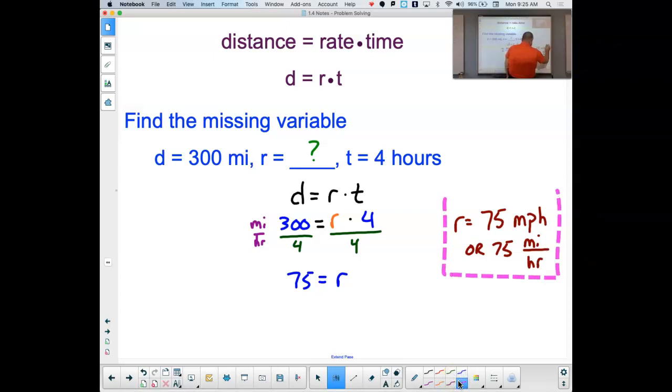As our answer. Now, does that make sense? Is it logical for something to be going 75 miles per hour? Yes, it is. Most of you have probably even driven at 75 miles per hour if you've ever sped down on I-39 at some point in time in your lives. And that's it. Works out.